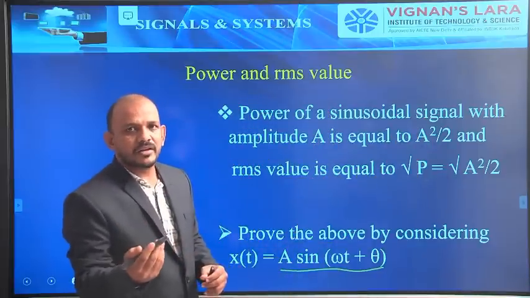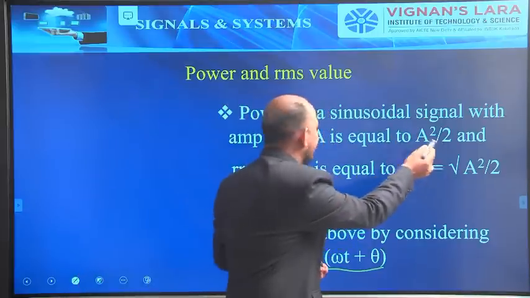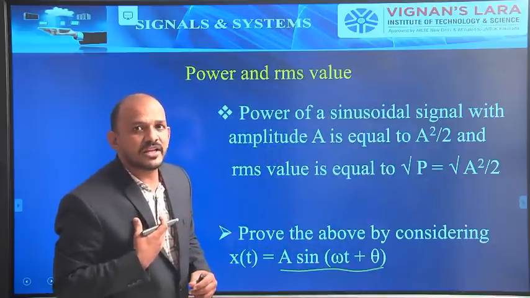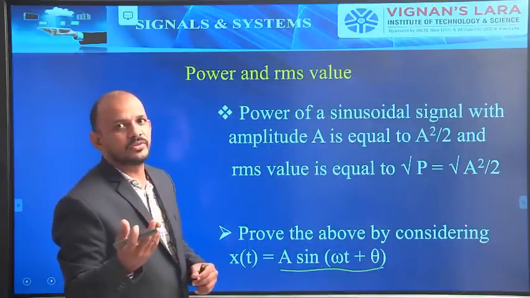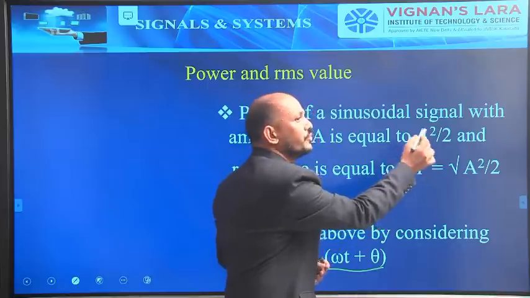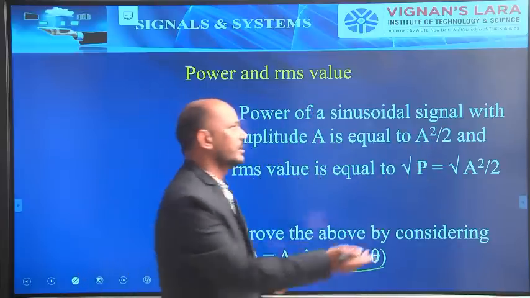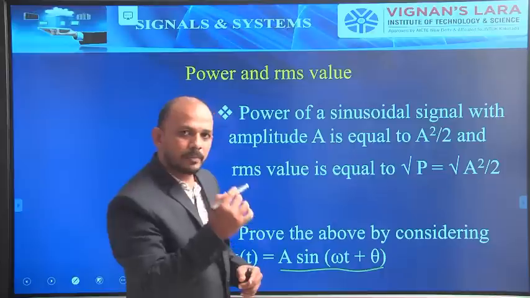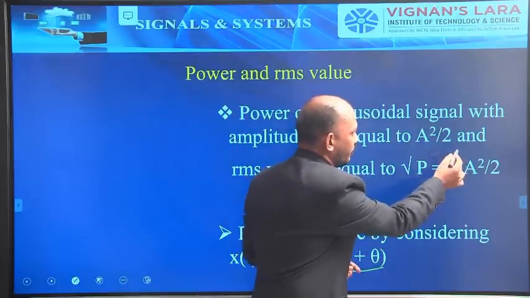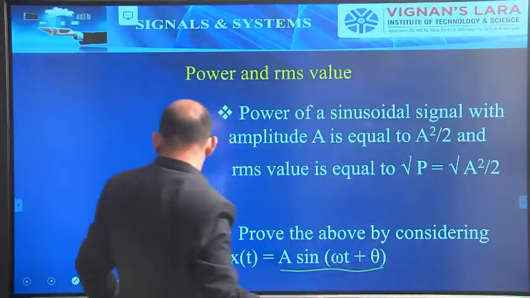So, I need the power, and this mean square value is the power. I need the RMS value. What I have to do is apply the root to the mean square, then it will become the root mean square. Here the mean square is the power, so I have to apply the root of that power value. So root of, let us go for this one.